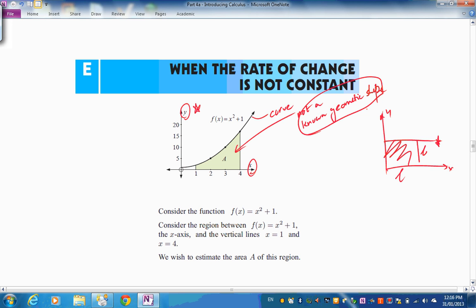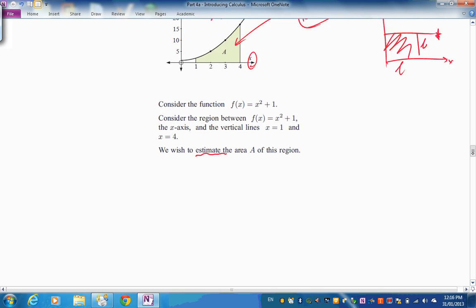Because we don't know how to find that area exactly, because the curviness is dictated by that function, x squared plus 1. And between 1 and 4, that isn't a regular geometric shape. All right, well, what could we do? Well, we could try and estimate it. Not very good maths, eh? But we could try to estimate that area. How would we do it? Let's look at a process that leads to the fundamental theorem of calculus here and see.